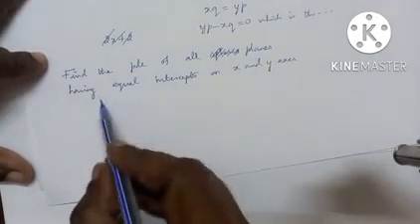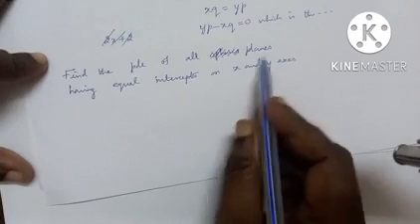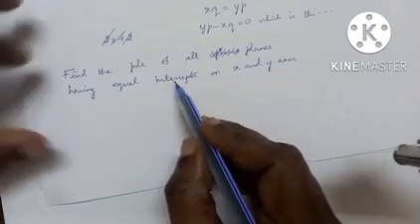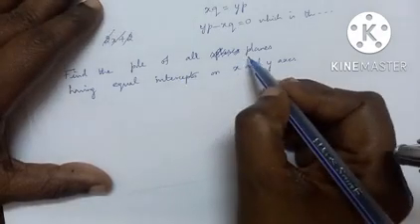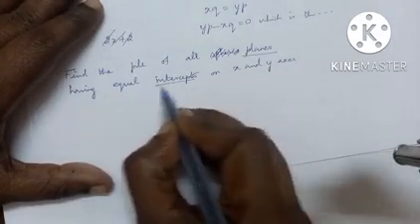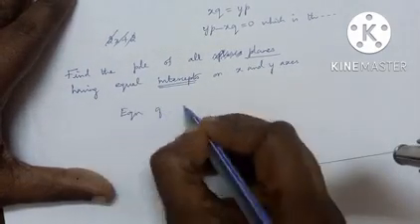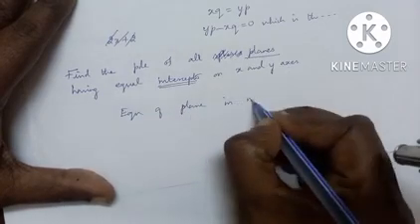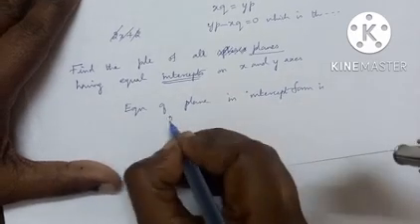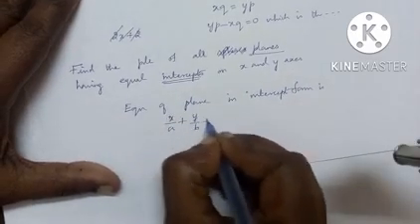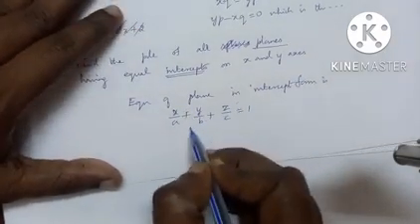Find the PDE of all planes having equal intercepts on x and y axis. We know the general equation of a plane, which is ax plus by plus cz plus d equal to 0. But we want now the equation of the plane in intercept form. What is the equation of the plane in intercept form? It is x by a plus y by b plus z by c equal to 1. This is the equation of the plane in intercept form.